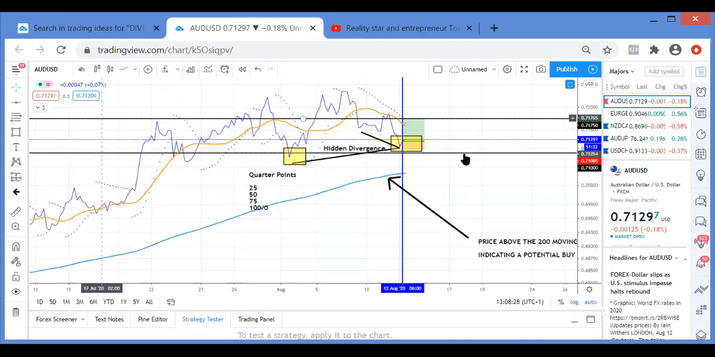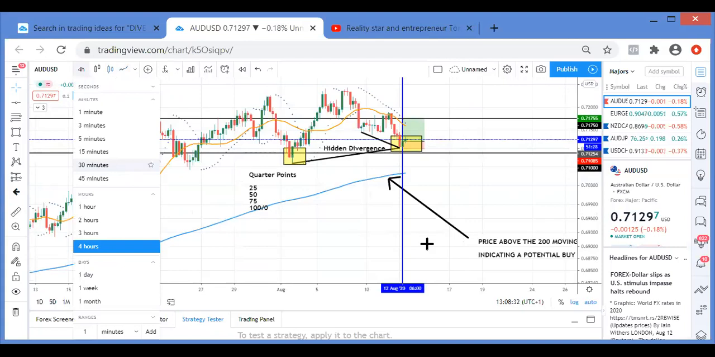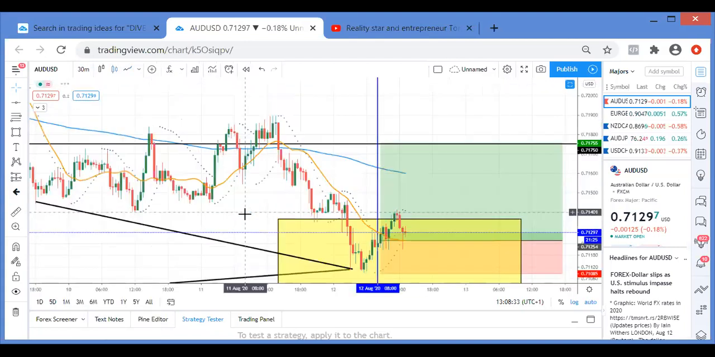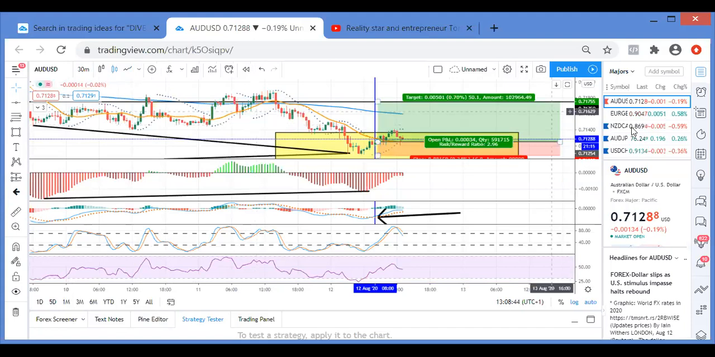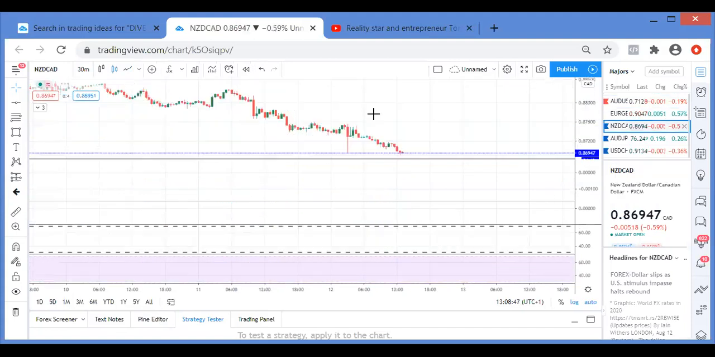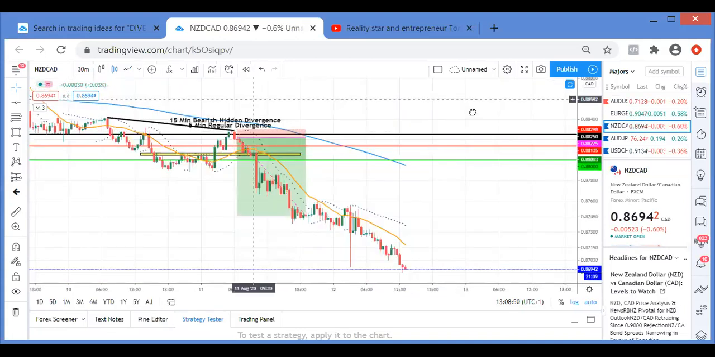Now, from there, all I do is, on the 30-minute, I wait for the MACD cross. When the MACD crosses, I get in. It's literally that simple, guys. So all it is is hidden divergence, Fibonacci, and quarter points. Let me do a next example. So NZD CAD. I think this was done on Monday. So for instance, look, okay, 15 minute.